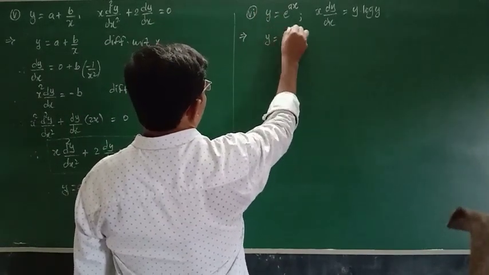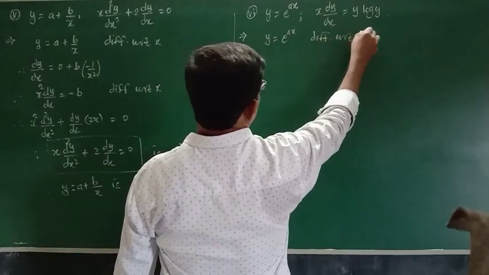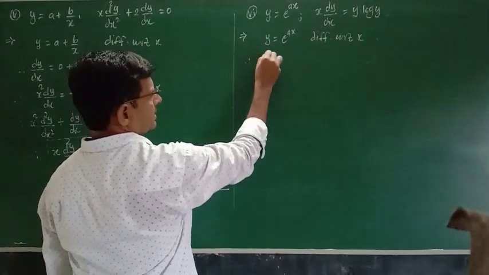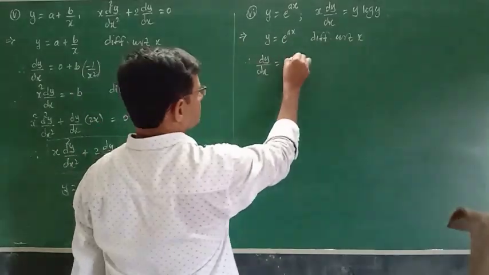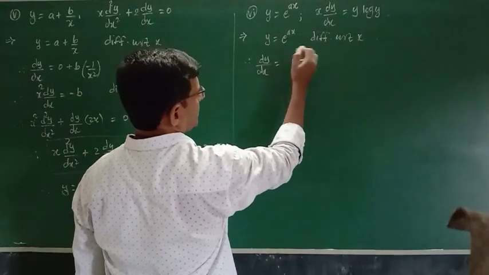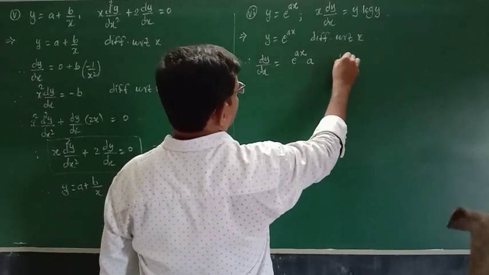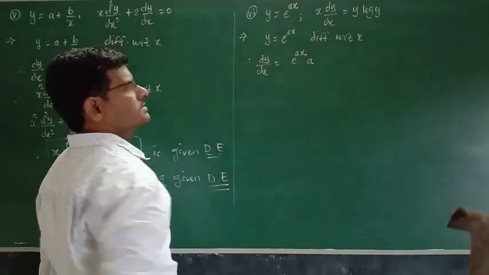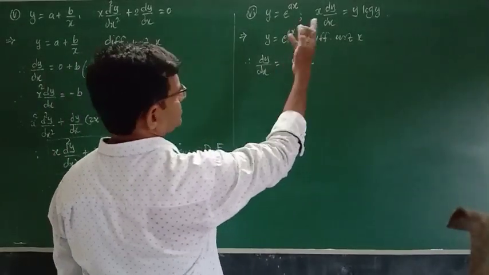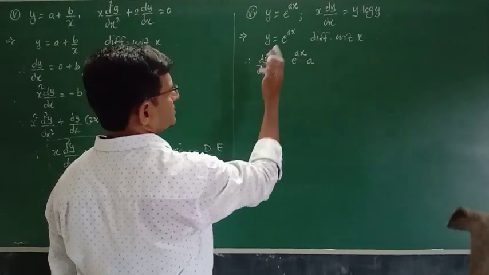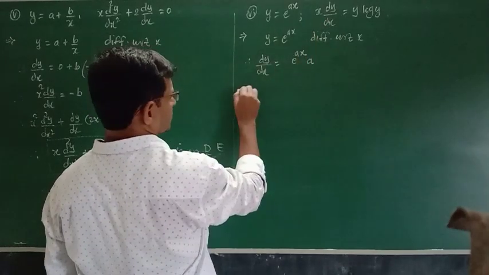Y is equal to e raised to ax. Let us differentiate with respect to x. The derivative dy/dx is the derivative of e raised to ax, which is e raised to ax into the derivative of ax, which is a. Then simplify this expression, or put these values in the above expression, to check the solution.